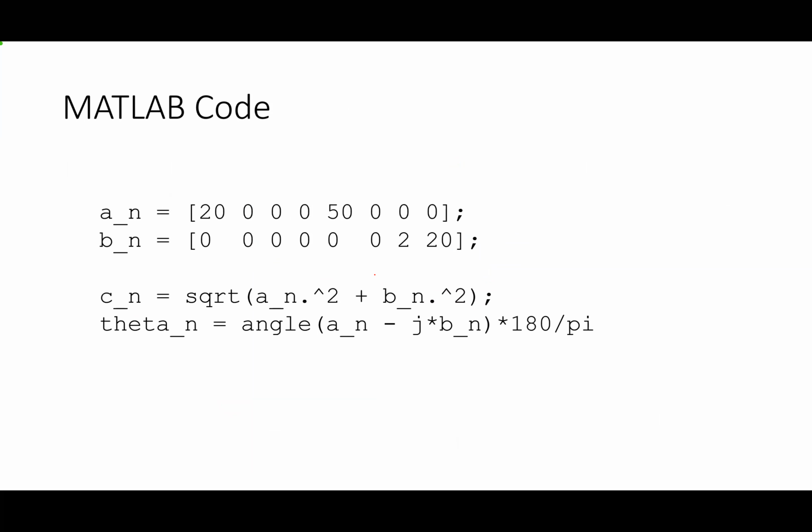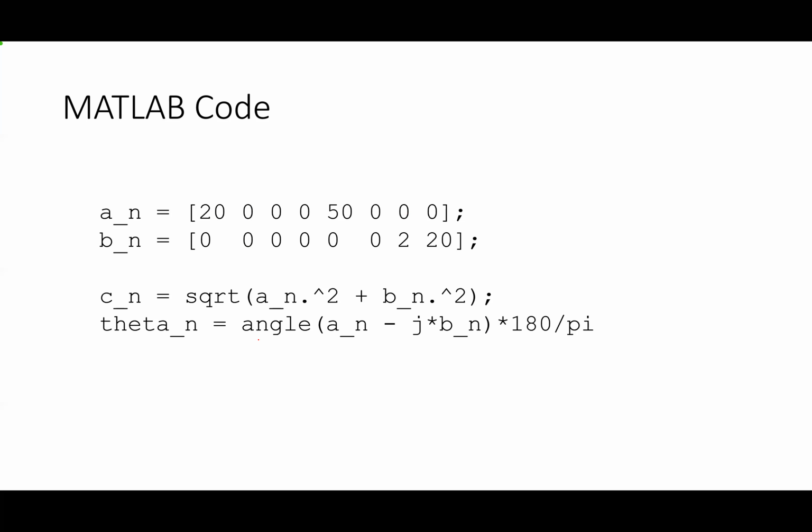All right, notice what I did. I said my C sub n is the square root of A_n squared plus B_n squared. Now, why did I do the dot squared here? It squares the individual elements. It's an element by element operation. I wanted to square each of these elements here. So I wanted basically 20 squared, 0 squared, 0 squared, 0 squared, 50 squared, 0 squared, 0 squared, 0 squared. And I wanted that added to the square of every element in B sub n.